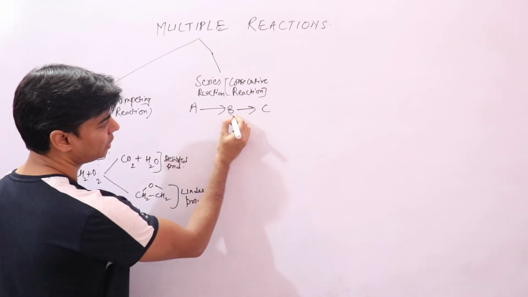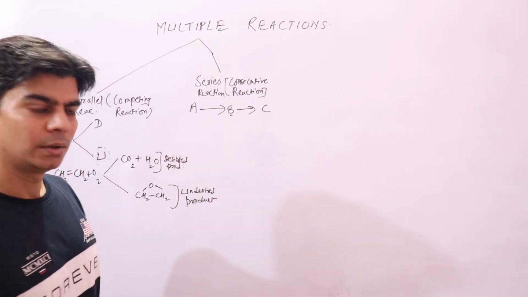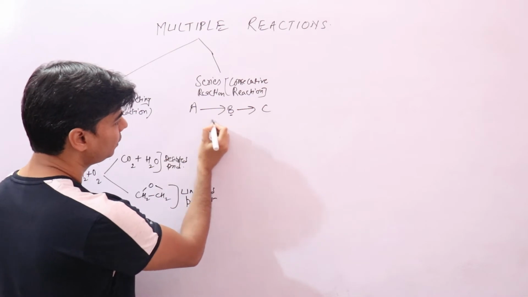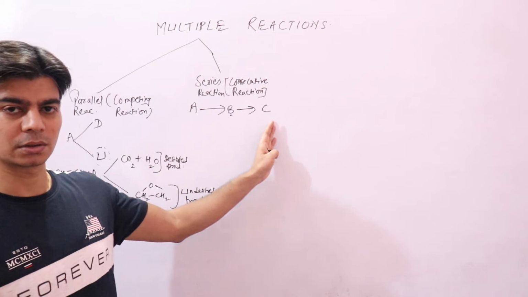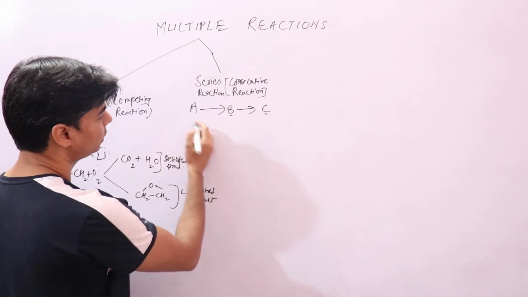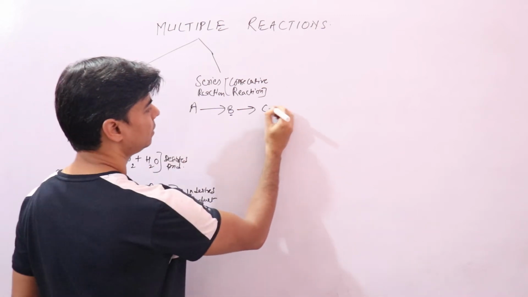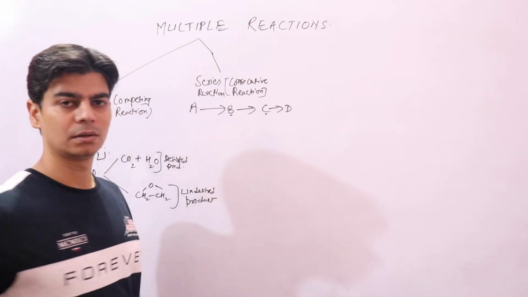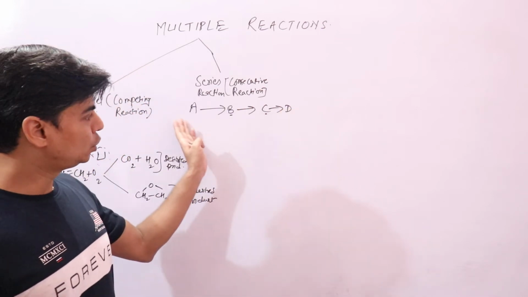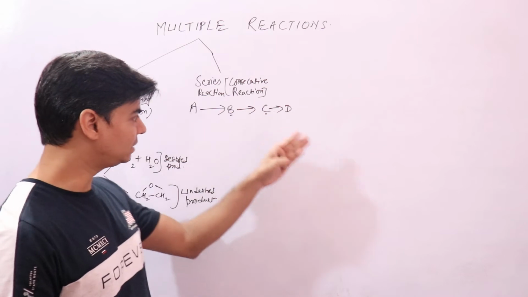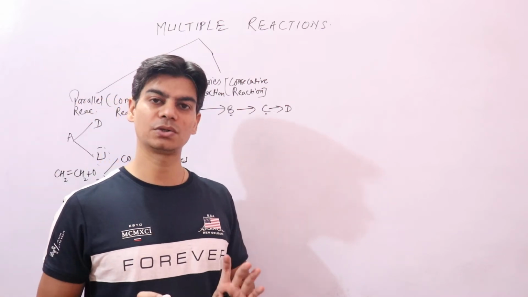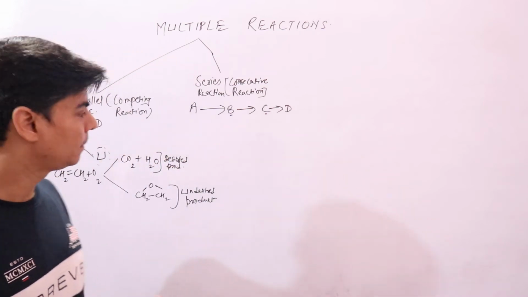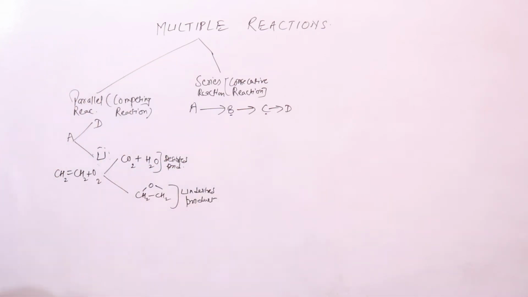Actually this is what we call an intermediate compound, right? And this intermediate compound will react with the reactant to give you another product. Now this will again react with the reactant to give you, say, D, right? Now you have to design this reaction in such a way that it stops at the formation of the desired product, right? Let's take an example of this type of reaction.